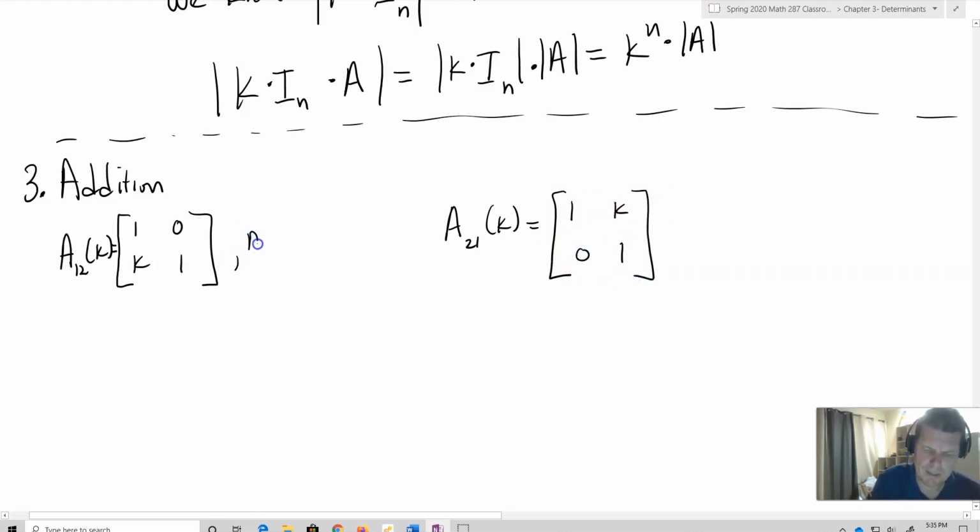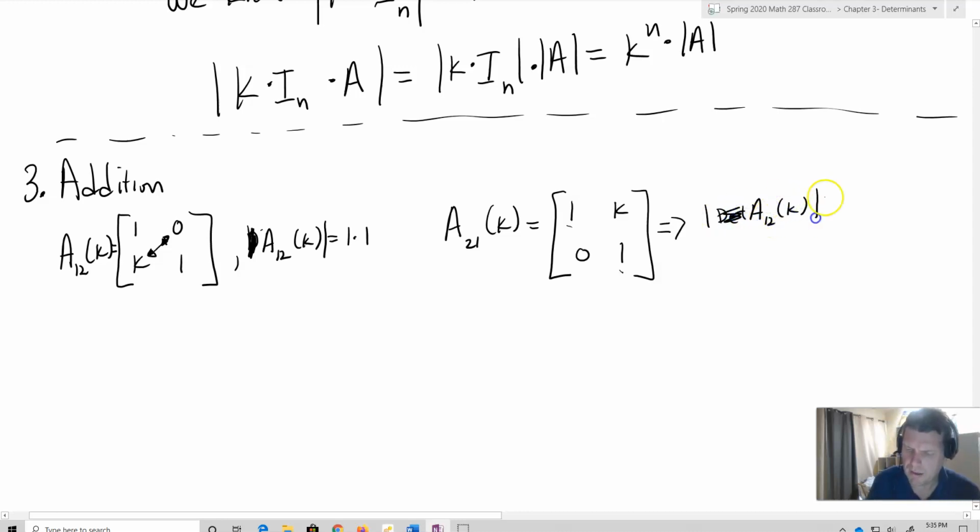Now, the determinant of A12K is going to equal 1 times 1, because K ends up being multiplied by 0. So consequently, I don't have to deal with K. Oh, look, the same thing's happening over here with A21K. A21K is going to give me a determinant of 1 times 1. It's going to equal 1. All right?